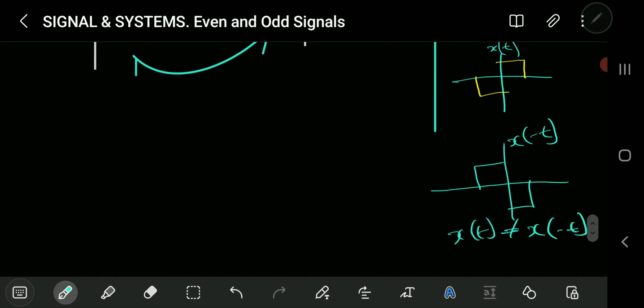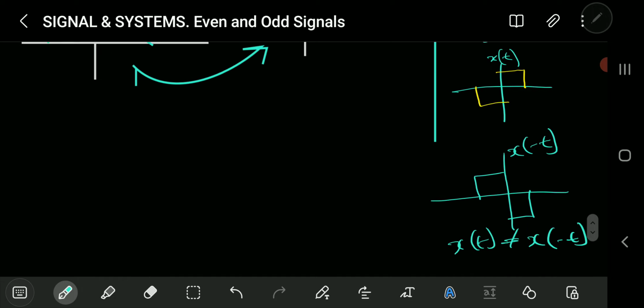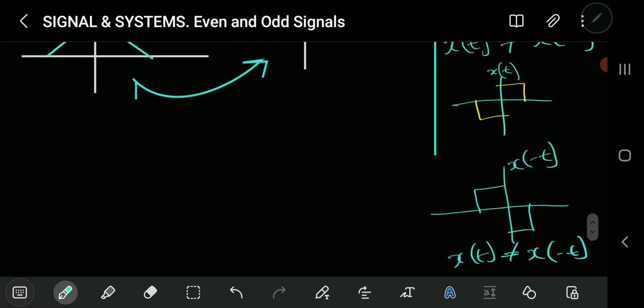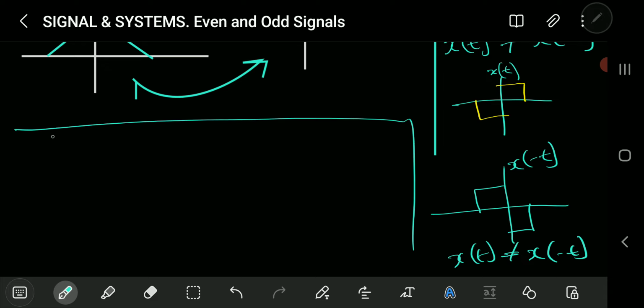Now let's take it a step further. There are some things you also need to note when dealing with even and odd signal. For the even and odd parts of a signal, you might need to also note this.